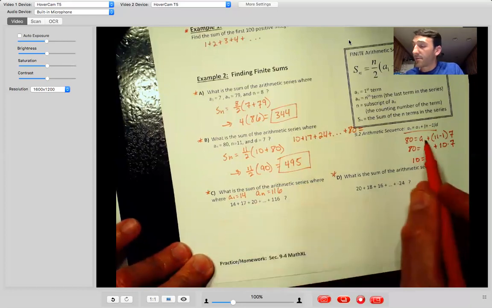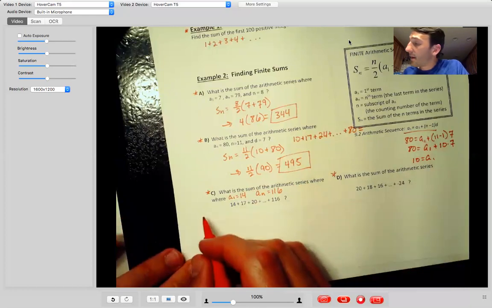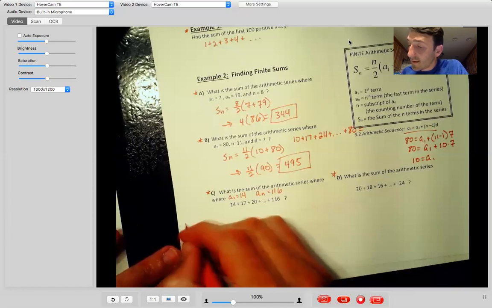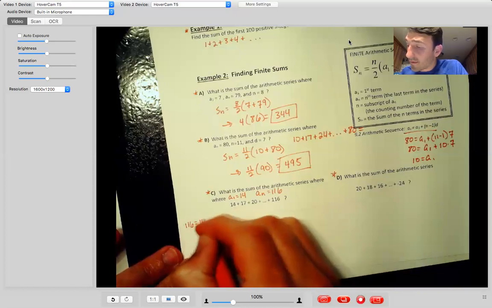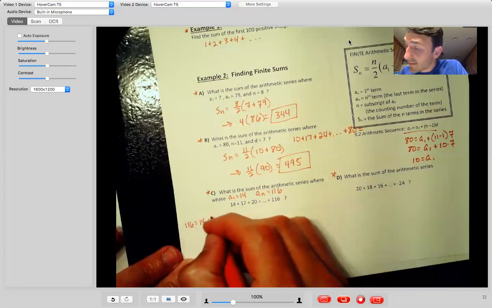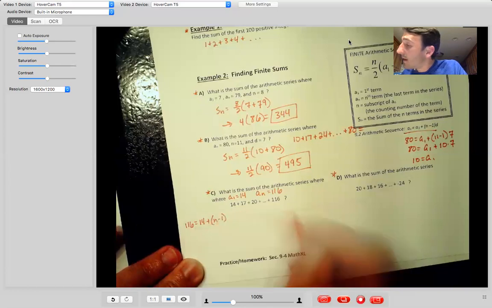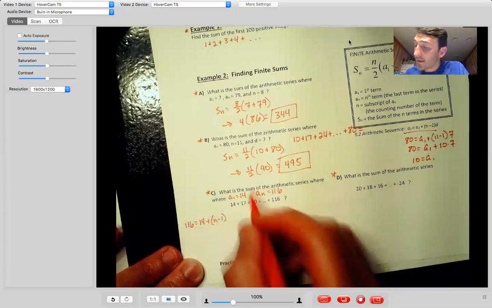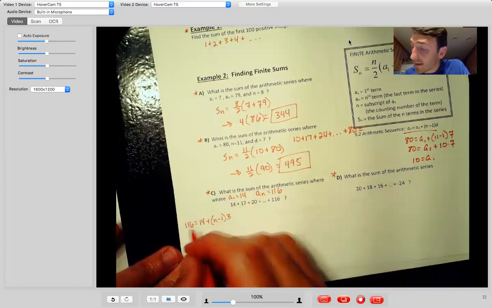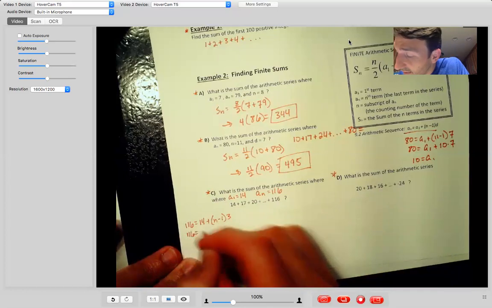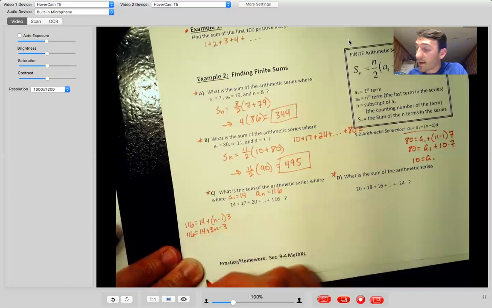We're going to go back to this formula right here. So 116, which is a sub n, equals a sub 1, which is 14, plus n minus 1, so we don't know n minus 1, times the common difference, which is 3. So that's where that's going to come into play. Then we're just going to solve for n algebraically. That would mean distribute the 3. So 3n minus 3, combine like terms, and then we're off.